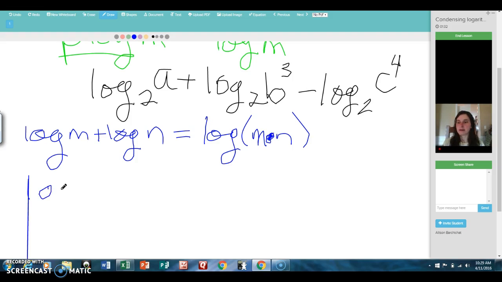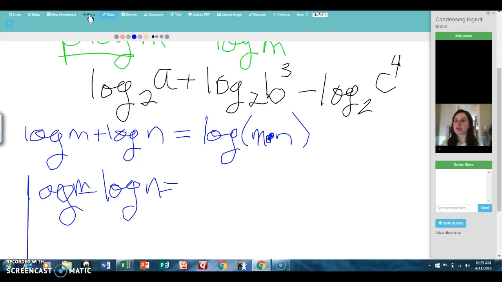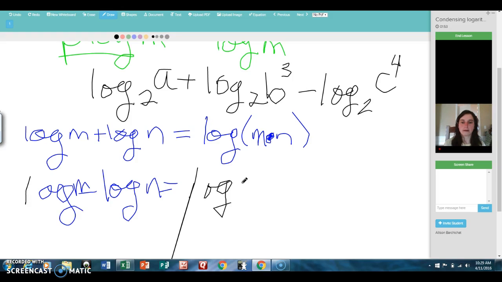And similarly, if we are subtracting them, then instead of multiplying, we are just going to divide their arguments. All right, let me fix this up real quick. Okay, here we go. So that'll be log of m divided by n.